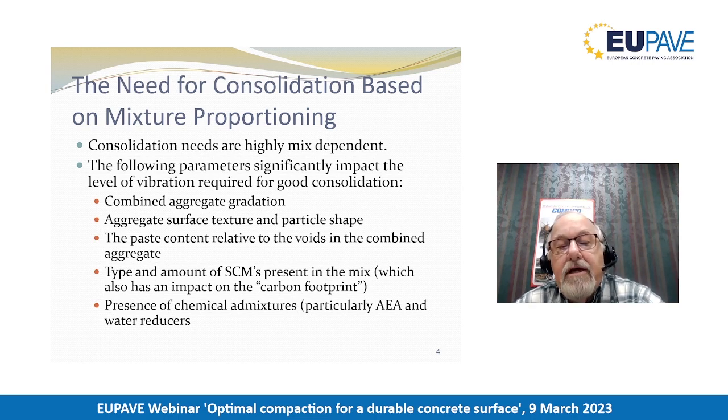When we put SCMs in the mix, we also have an impact on the carbon footprint. In the US, we're currently trying to lower our carbon footprint substantially. Our standard mix for many years has been 564 pounds of cement per cubic yard. We're trying to drive that number down substantially, down into the mid to low 400 pounds per cubic yard.